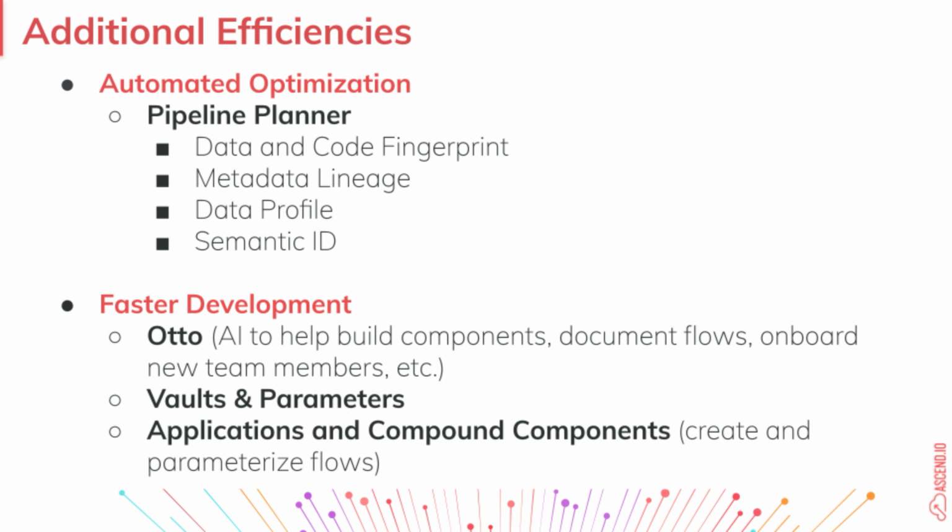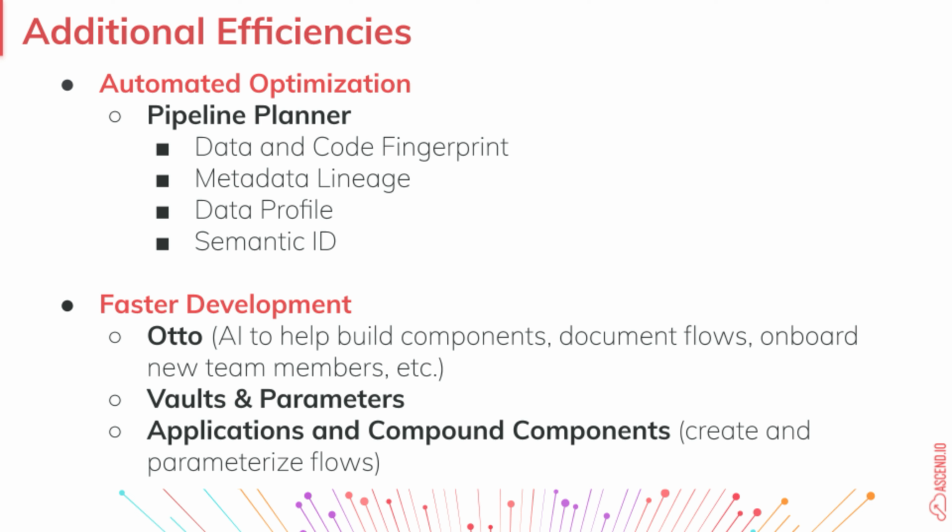All right, so that goes over a lot of our automated optimizations under our pipeline planner. And of course, we definitely showed you in the build webinar about Otto. I'm sure everybody has seen that demo where Otto is our best intern, definitely going to help us with faster development. He can handle creating components for us, create documentation about our flows. And then in addition to that, he can actually be helpful in onboarding new team members.